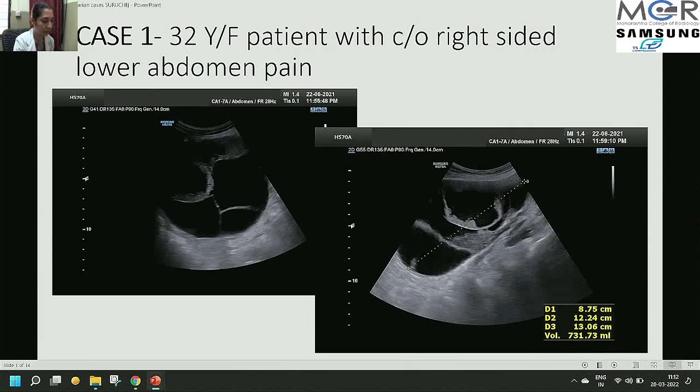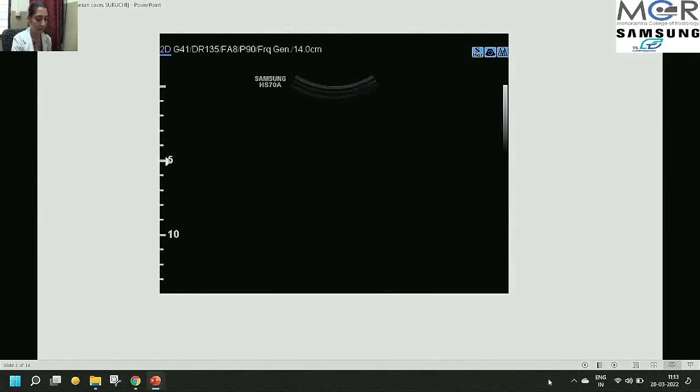The first case, a 32-year-old female with right-sided lower abdominal pain. On examination of the pelvis, we could see a multiloculated, anechoic, cystic lesion. There were thin septas within, and few of the septas were thick, and there was some solid component within the cyst. The lesion measured around 730 cc, and in the largest dimension it was 13 centimeter.